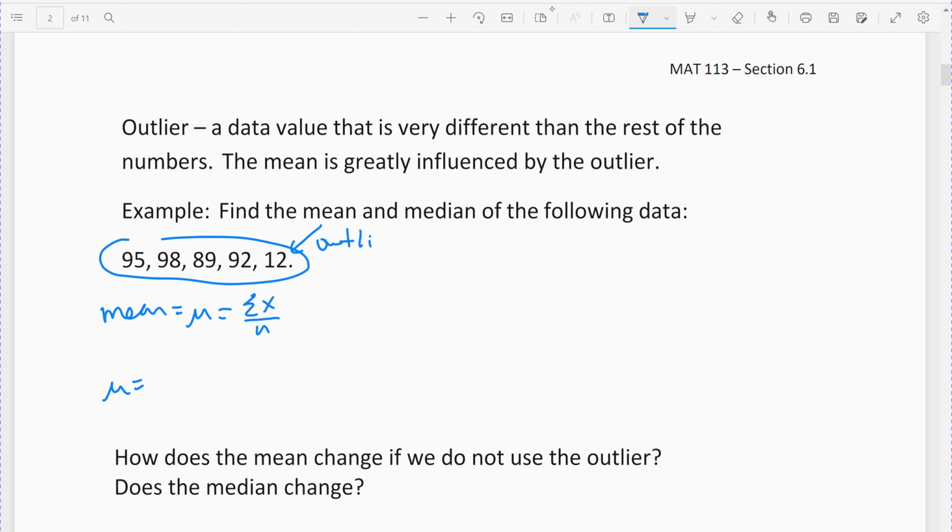Suppose this were a set of test scores. All the test scores are landing near the A range, and then there's one anomaly. There's a 12, a test score that you completely bombed on. It would be an outlier, and that 12 would greatly affect the average. When we add up those scores, it comes out to 386, and there are 5 of them, so we divide by 5. 386 divided by 5 means the average is 77.2.